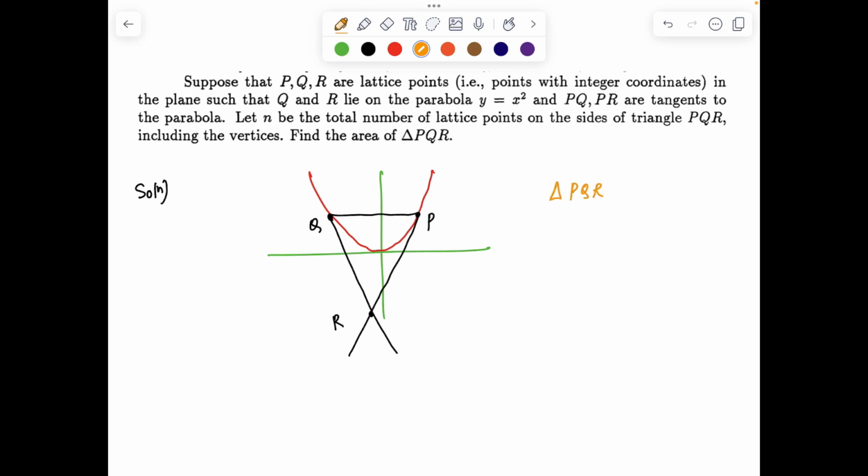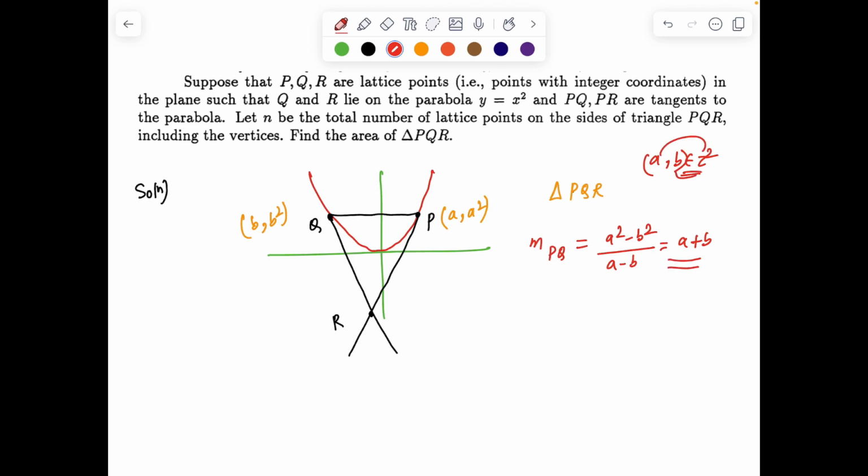Let's say the coordinates of point P are (a, a squared) and the coordinates of Q are (b, b squared). So now you can clearly see the slope of line PQ, m_PQ, is going to be (a squared minus b squared) by (a minus b), which is a plus b. Since a and b belong to the integers, so Z squared means Z cross Z, a is an integer and b is an integer.